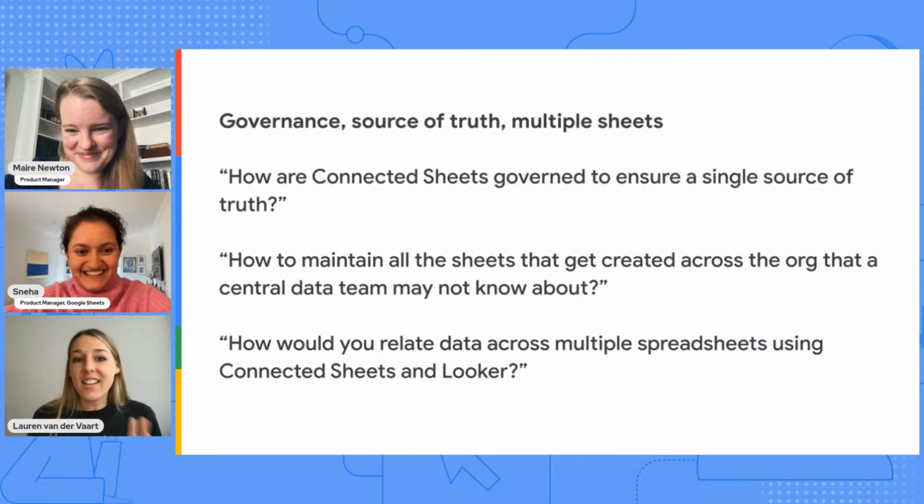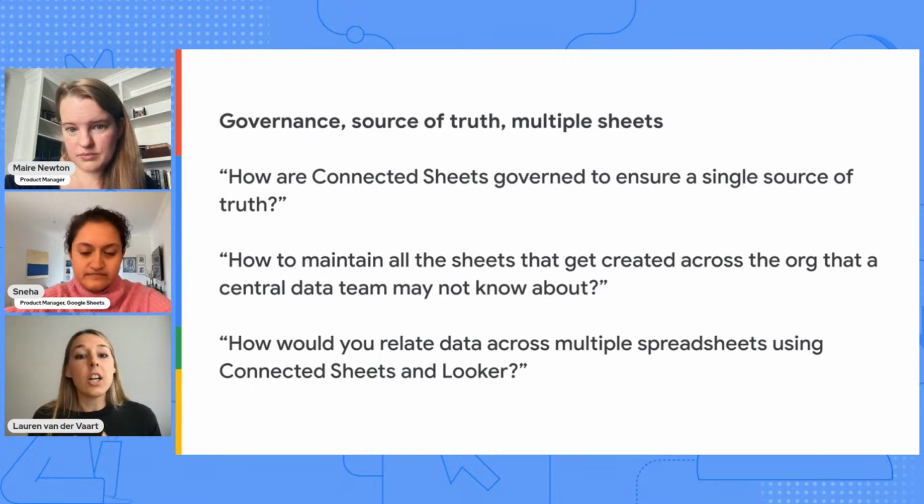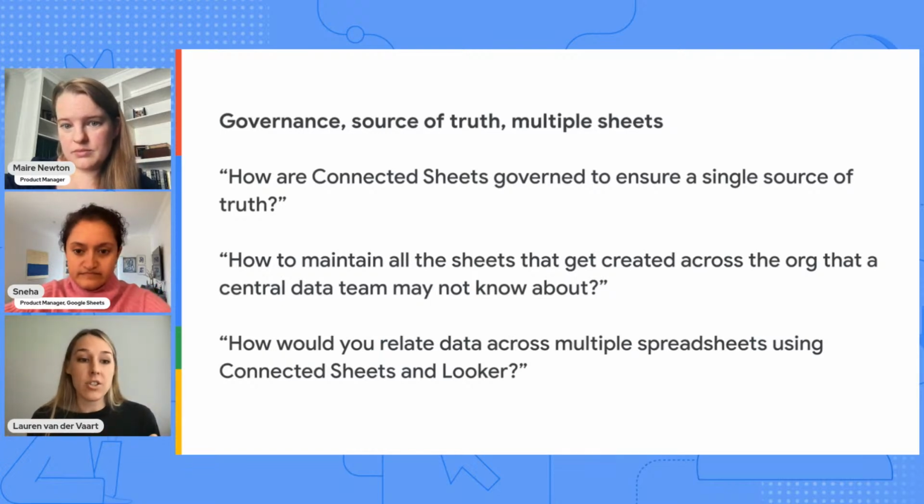Around governance, single source of truth, and managing multiple sheets. So how are connected sheets governed to ensure a single source of truth, how to maintain all the sheets that get created across the org that a central data team may not know about? And then lastly, how would you relate data across multiple spreadsheets using connected sheets and Looker?